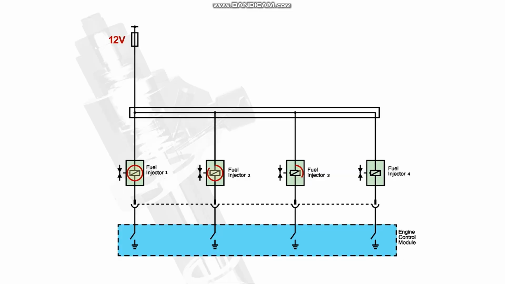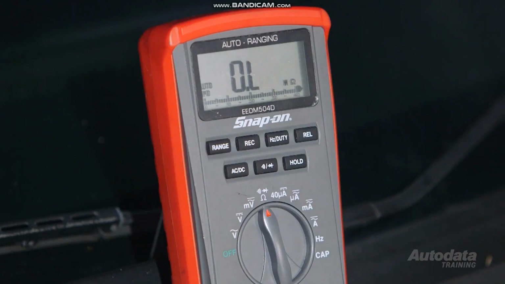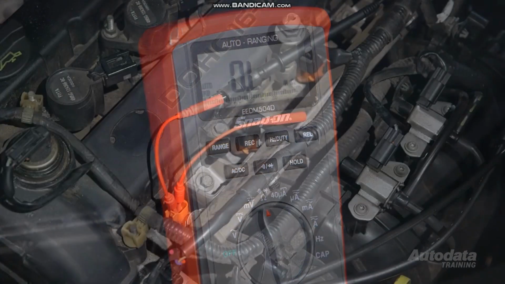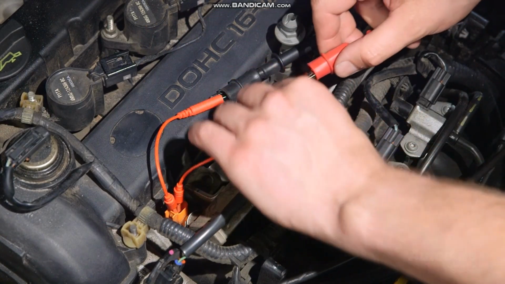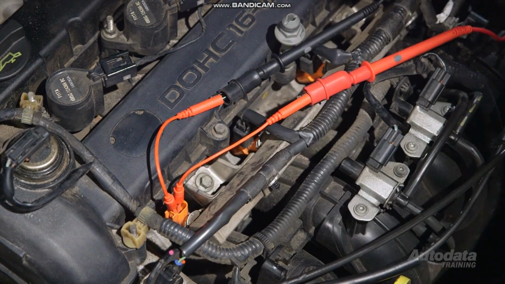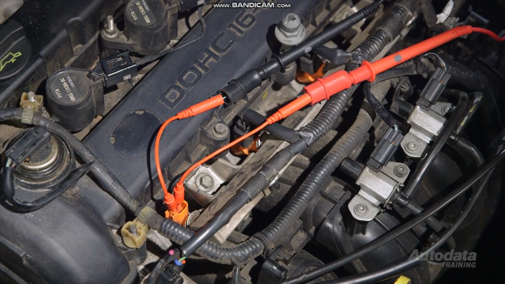The injector resistance will need to be checked if no fault is found in the circuit. Leave the multimeter set to ohms. Check for resistance between both terminals on the injector and compare to specifications.